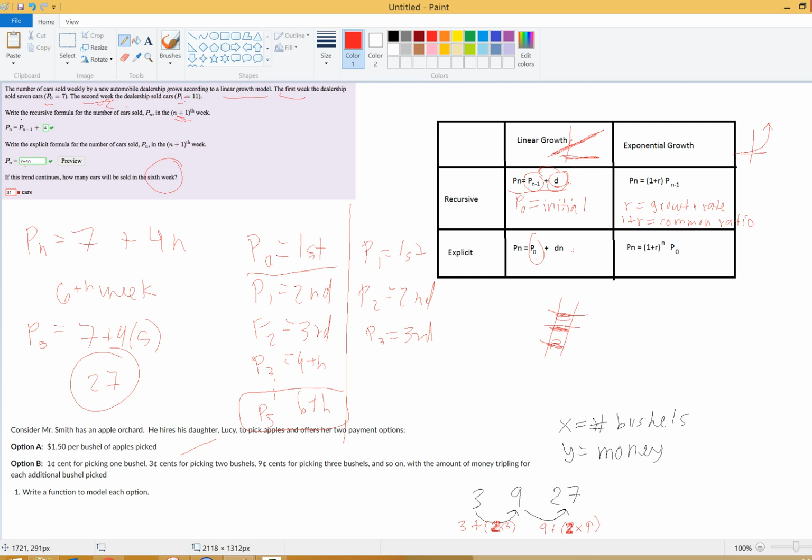So here are the formulas for exponential growth. In the formula, both of them have an r in them and a 1 plus r. r is the growth rate. If you're ever involving a percentage, that's going to be your r. Percentage.